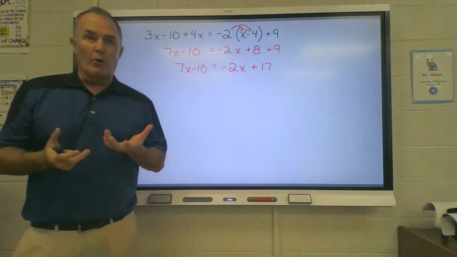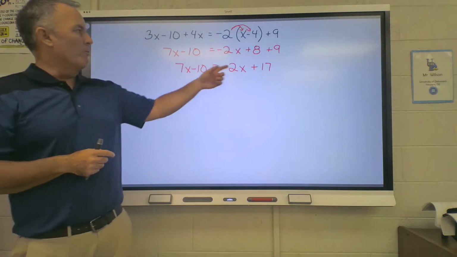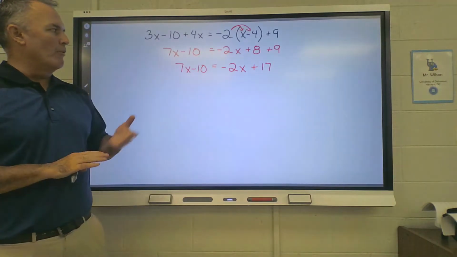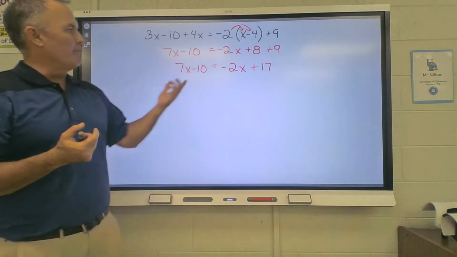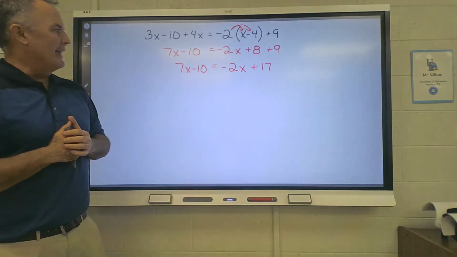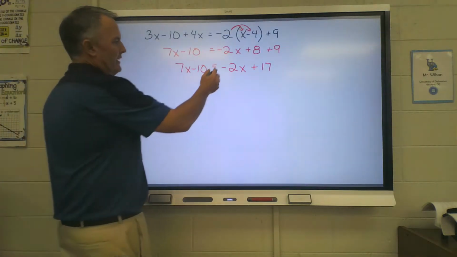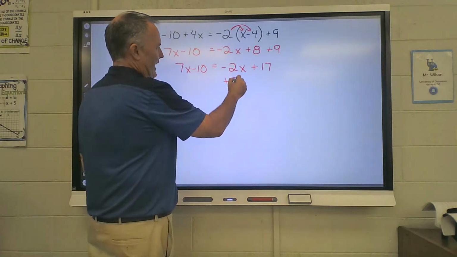So now we're right back to where we were in the last screen. We had one term on each side that had a variable and one term that was nothing more than a constant. All right, so here I can move my x or my variable over. The opposite of subtracting 2x is to add 2x.